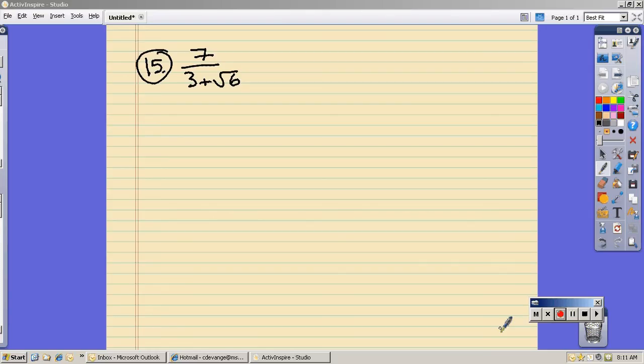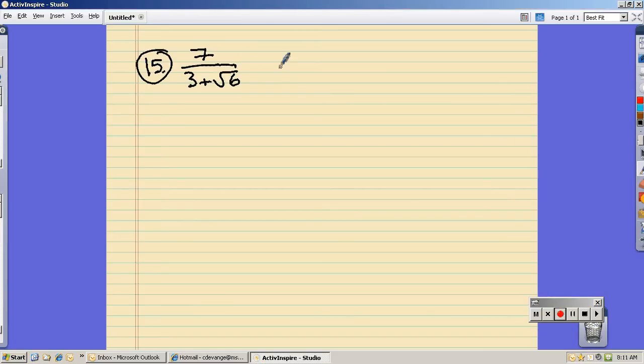Staff 98, practice test number 15. We're supposed to simplify. We can't leave radicals in the denominator, so what I need to multiply by is 1, but 1 using the version of the conjugate.